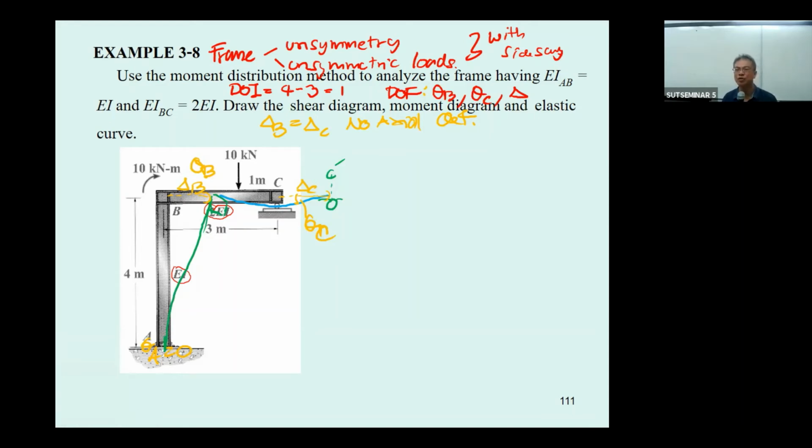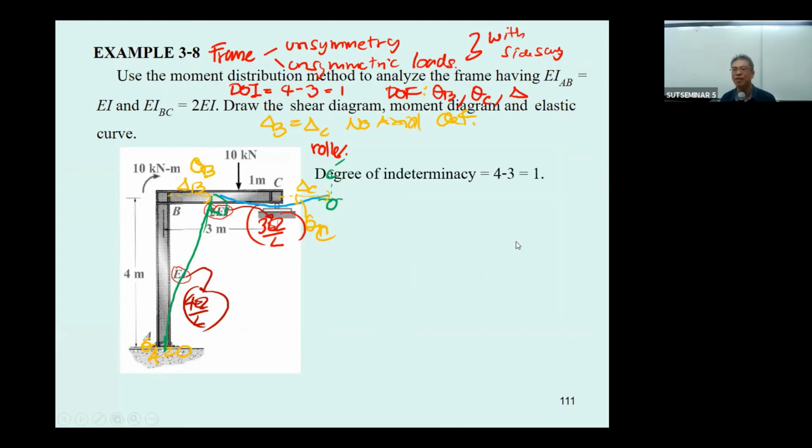Can we reduce the complexity of this problem? Sure, because this one is the roller. So we will use 3EI over L for the beam, and we will use 4EI over L for the column. So 2EI is supposed to be put into this, and only EI is supposed to be put into this.